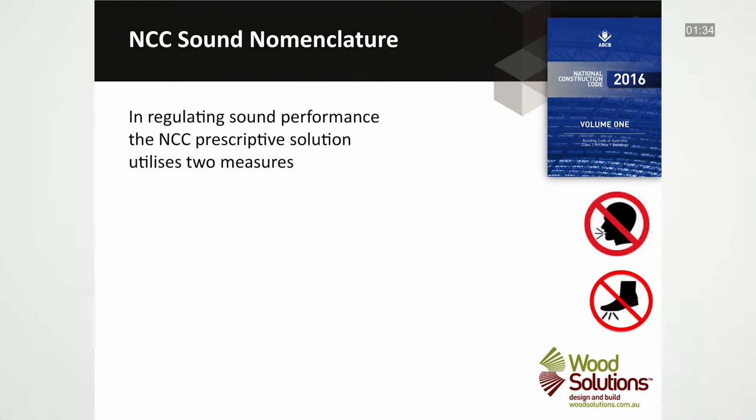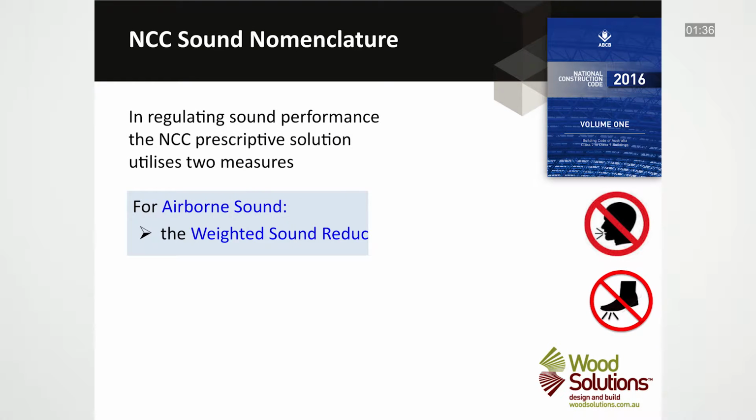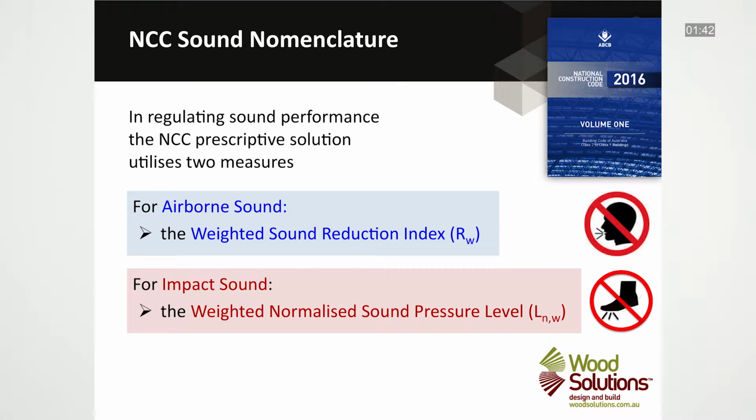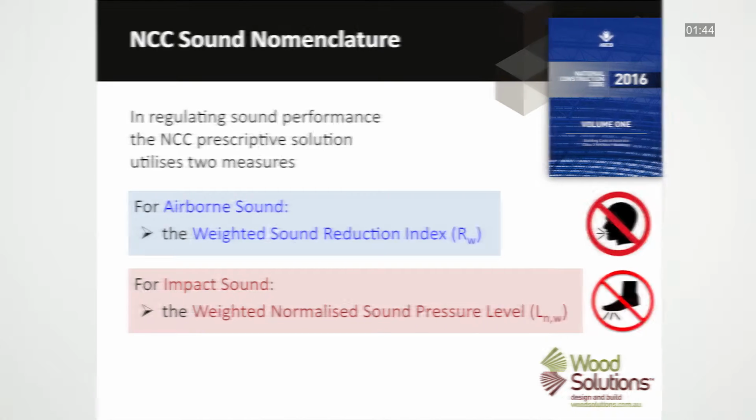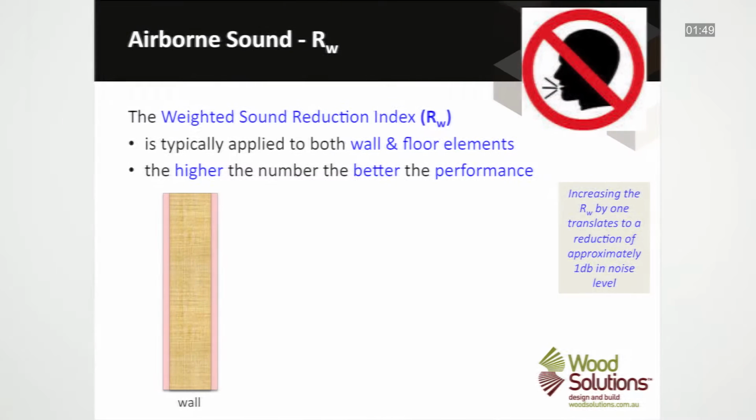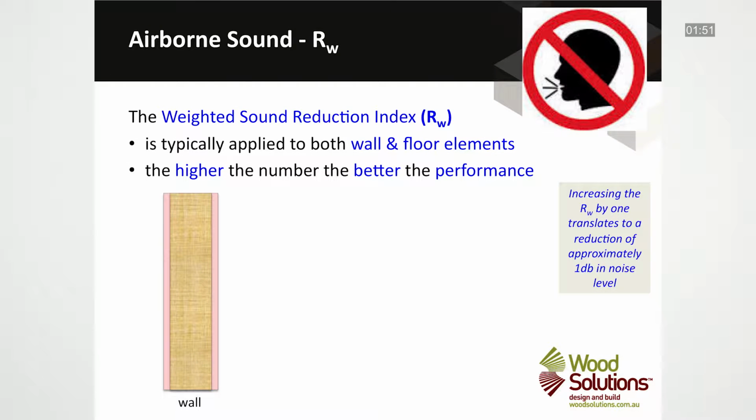In regulating sound performance, the NCC prescriptive solution utilises two measures. For airborne sound, the Weighted Sound Reduction Index, RW. For impact sound, the Weighted Normalised Sound Pressure Level, LNW. For airborne sound, the Weighted Sound Reduction Index, RW, is typically applied to both wall and floor elements, and the higher the number, the better the performance.